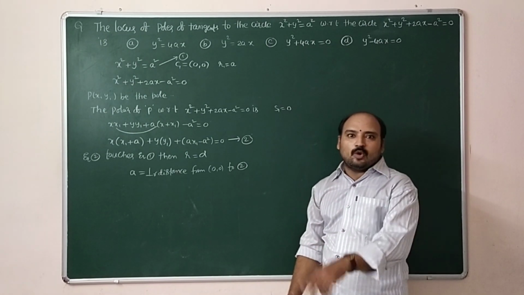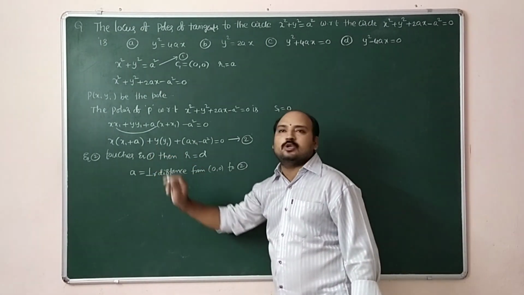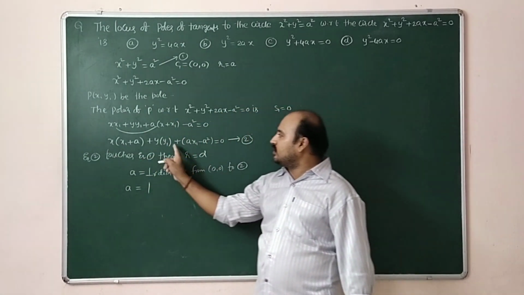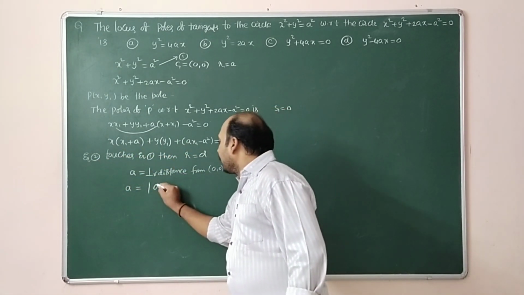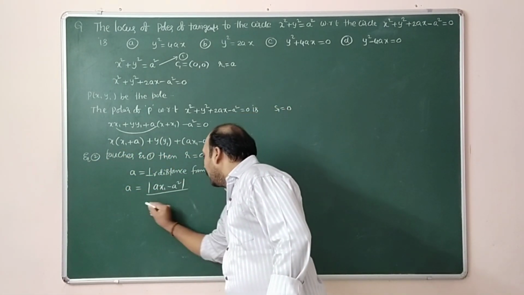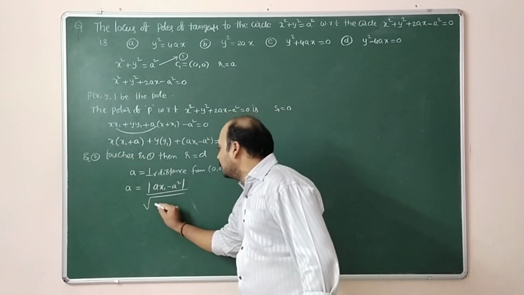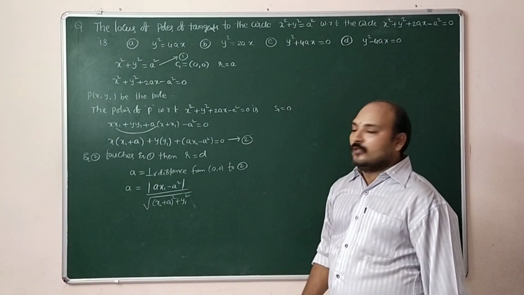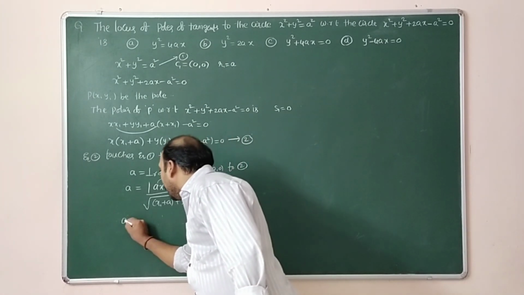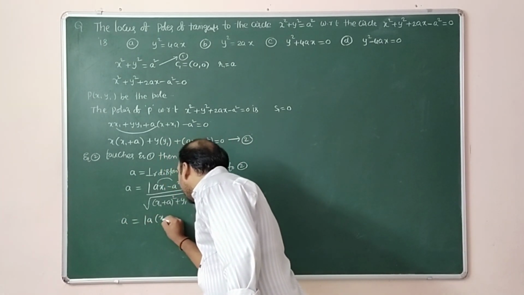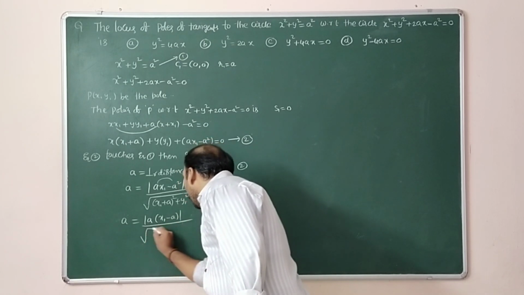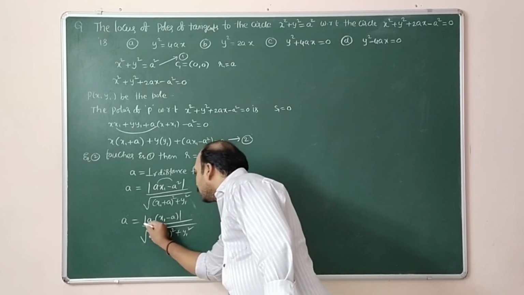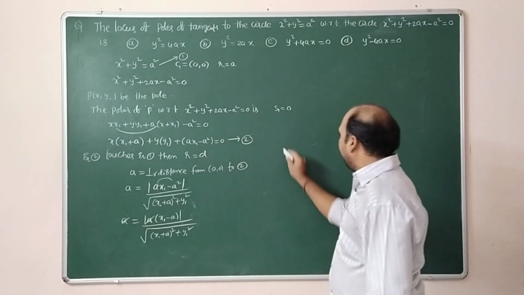The perpendicular distance is |c| by the root of (x coefficient)² + (y coefficient)². So a is equal to the mod; in place of x and y substitute (0, 0), so this term goes to 0, and the remaining is |ax1 − a²| by the root of (x1 + a)² + y1². Take a common from these two: a = |a(x1 − a)| by the root of (x1 + a)² + y1². Here a gets cancelled. After that we can cross multiply.